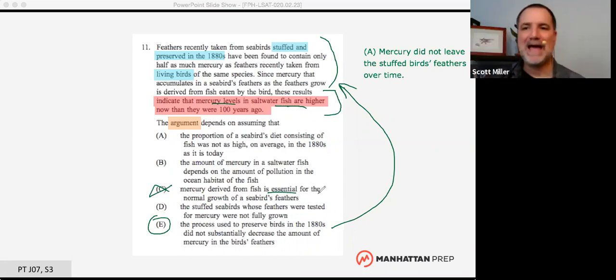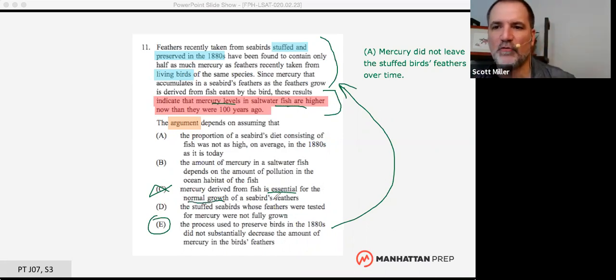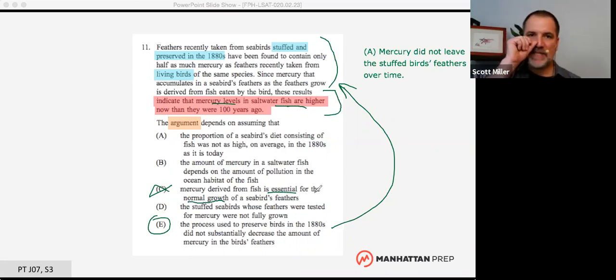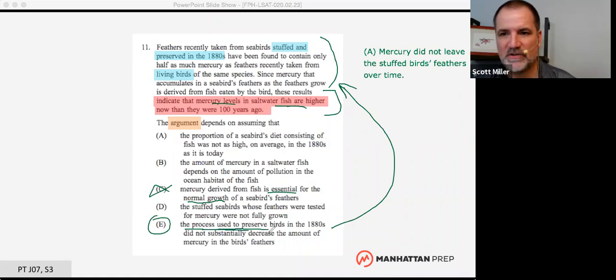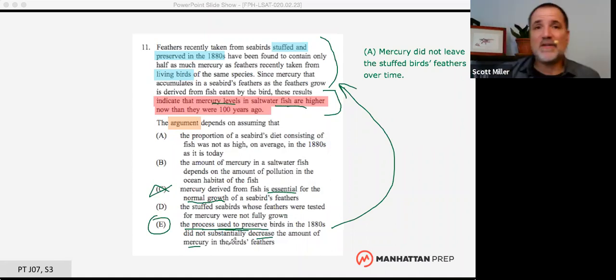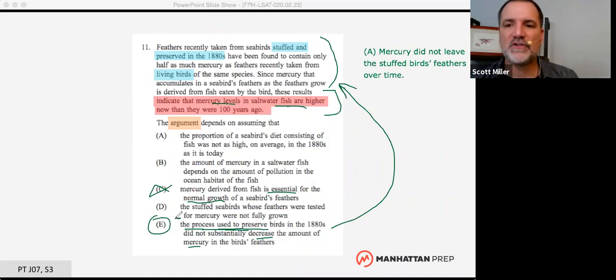So you are going to find some answer choices that bring in some outside information. That's not necessarily bad. It's not necessarily bad that this is talking about what's essential for the normal growth of the seabird's feathers. The thing that makes answer choice C wrong is it's not necessary to assume anything about what makes the feathers grow normally, not for this argument. E is also bringing in some outside information, right? It's talking about the process used to preserve the birds, and that process decreasing the amount of mercury. And you might say, well, the argument doesn't say anything about the process used to stuff the birds. That's okay, it doesn't have to. But we do have to assume this thing about that process in order for the argument to work.